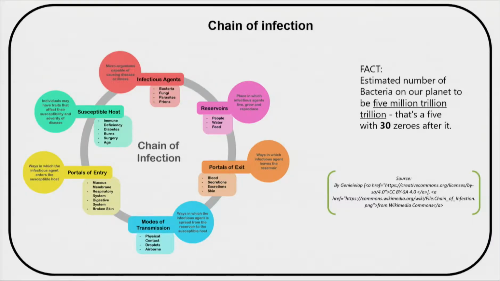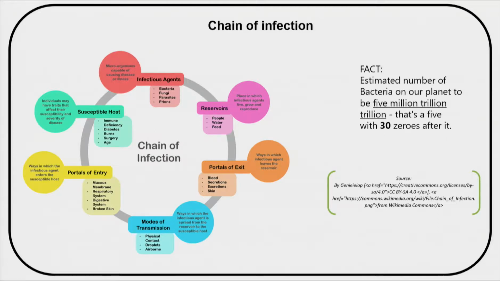Now, look at the chain of infection. There are 6 major components of this chain, or we call them 6 links within the chain. First and foremost, of course, are the infectious agents. We have talked about them earlier. They could be fungi, bacteria, or viruses, and they are usually present in certain reservoirs. Within these reservoirs, they grow and multiply, and then through the portals of exit, like blood, secretions, excretions, skin, etc., they move out.